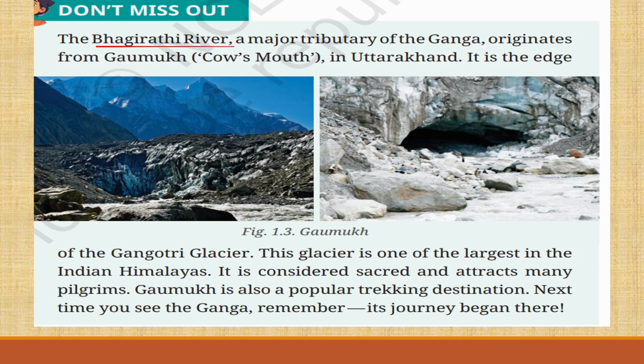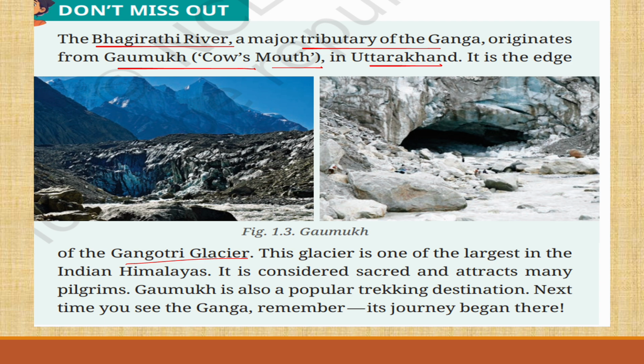The Bhagirathi River, a major tributary of the Ganga, originates from Gomukh, cow's mouth, in Uttarakhand. It starts at a place high up in the mountains of Uttarakhand, and the starting point is called Gomukh. Gomukh means cow's mouth. It is the edge of the Gangotri glacier.